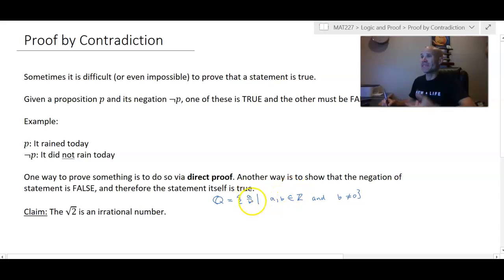So what does it mean to not be rational? Well, it means that it is not a ratio of two integers where the denominator is non-zero. And that's really difficult to work with, right? We just know what an irrational number is not. So it's really hard to work with this irrational portion. But let's look at the negation of this statement. If this right here is the statement P, the square root of 2 is an irrational number, then the negation of that is a much nicer statement. It would be the statement, the square root of 2 is a rational number.